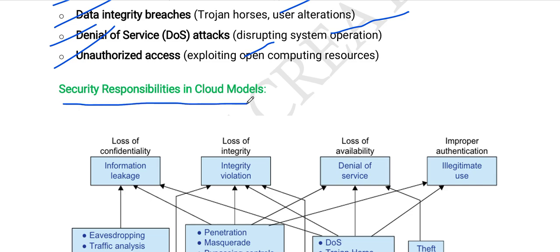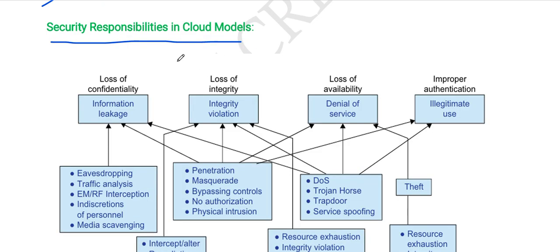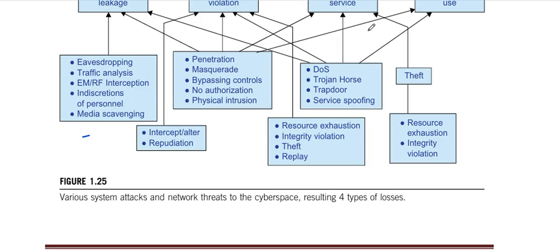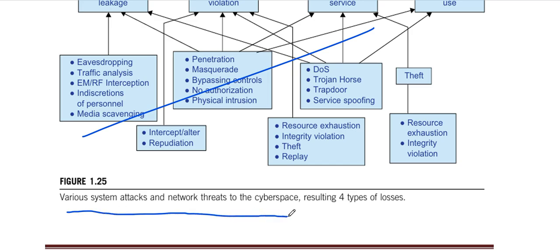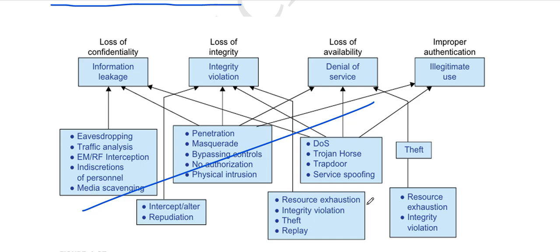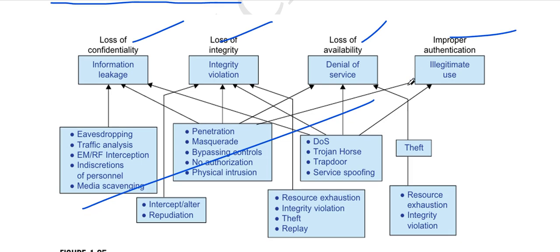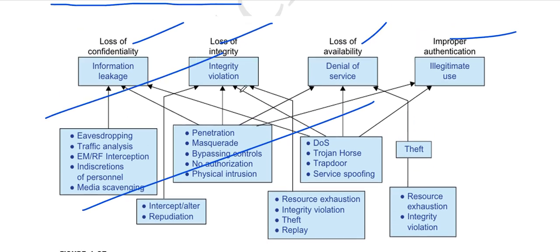Next, we are going to look at security responsibilities in cloud models. This is a diagram representation. It shows various system attacks and network threats to cyberspace, resulting in four types of losses: loss of confidentiality, loss of integrity, loss of availability, and improper authentication. You can go through this diagram.